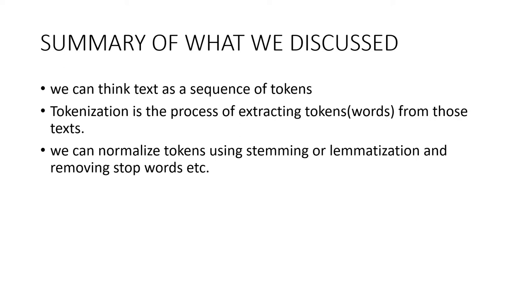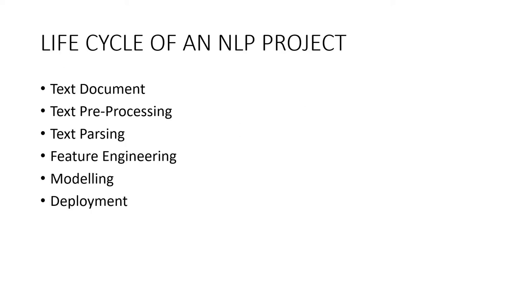We can think of text as a sequence of tokens. Tokenization is the process of extracting tokens or words from those texts. We can normalize tokens using stemming, lemmatization, and removing stop words, etc. This is the life cycle of an NLP project. I am telling this because it will give you more understanding of how an NLP project works.